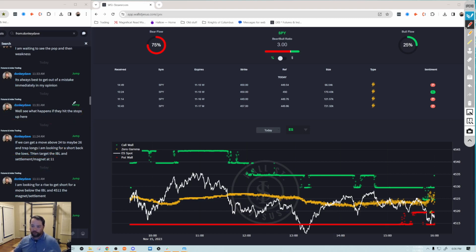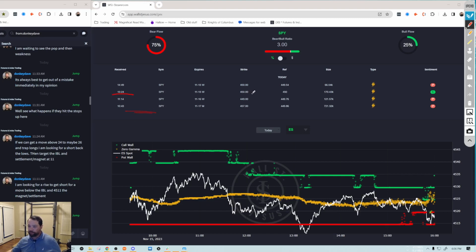This is 11:31, and this is really key right here. So these are the proprietary wise guy alerts that we have these options alerts set up to look for, as Wall Street Jesus calls it, clean flow. So he's watching these come in. He'll alert them on the platform that we have this stuff coming in. It'll show up on here.